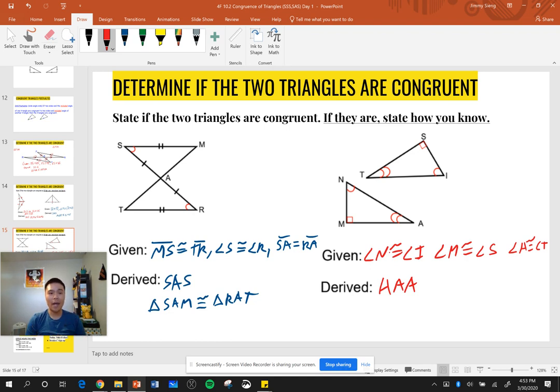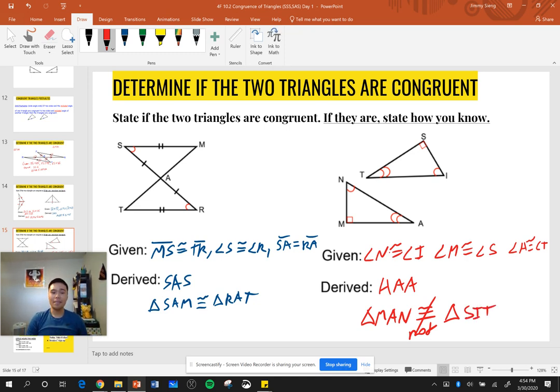Again, I'll say that again. You have a bigger triangle compared to a smaller triangle. Those aren't the same because the sides aren't the same, right? So therefore, those are not congruent. Therefore, I can say triangle MAN is not congruent to triangle SIT.